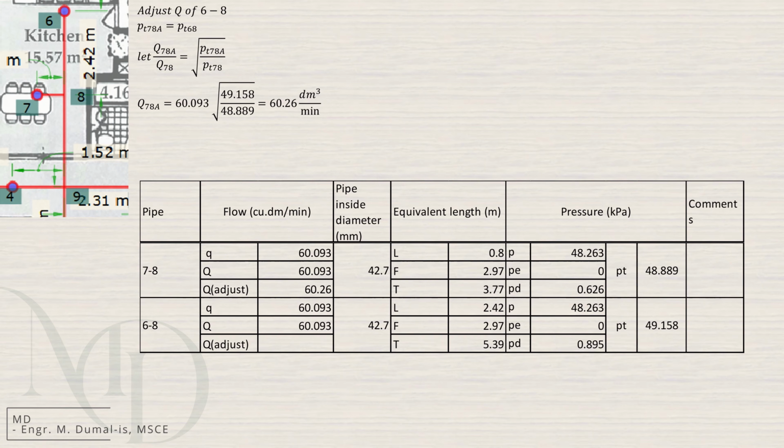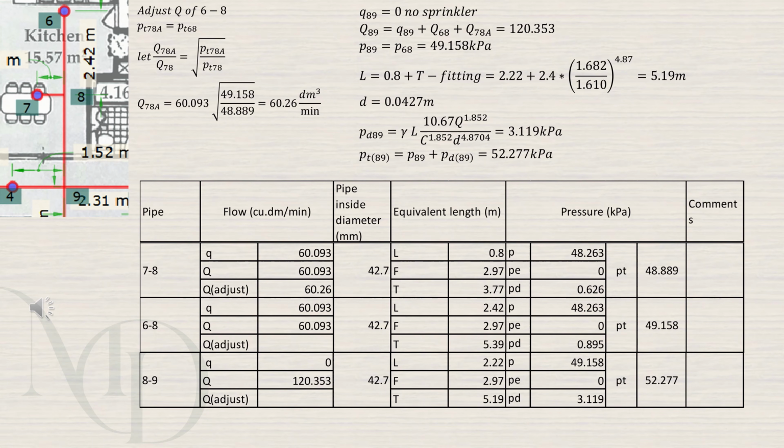Now, since runs 6 to 8 and 7 to 8 are connected in parallel, they should have the same pressure, just like what we did earlier. Between the two, the pressure on run 6 to 8 is slightly higher, so we'll use that as our reference. To make them equal, we'll perform a discharge adjustment on run 7 to 8. We'll use the same adjustment formula as before: the original discharge multiplied by the square root of the ratio between the adjusted pressure and the original pressure. After applying that, we get the corrected discharge for run 7 to 8, and that value will now be used moving forward.